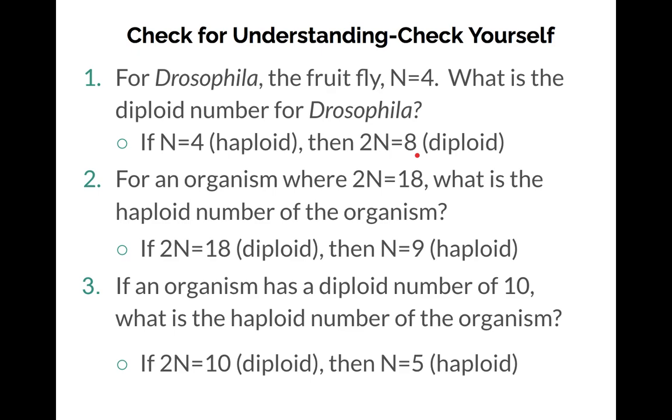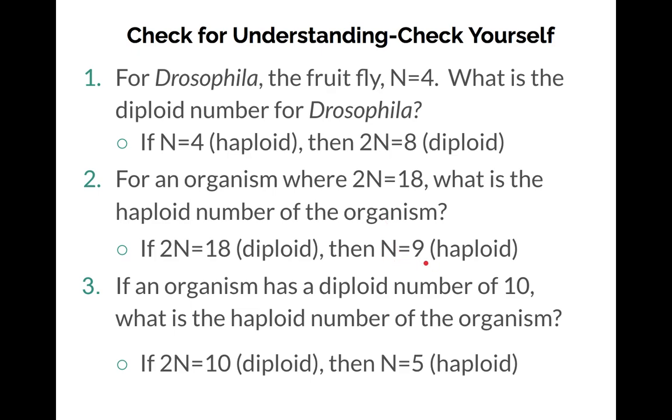For number 2, an organism where 2n, we are automatically thinking that is diploid, equals 18. What is the haploid number? So if 2n equals 18, we simply divide 18 by 2 to isolate n, and we find out that the haploid number would be 9.